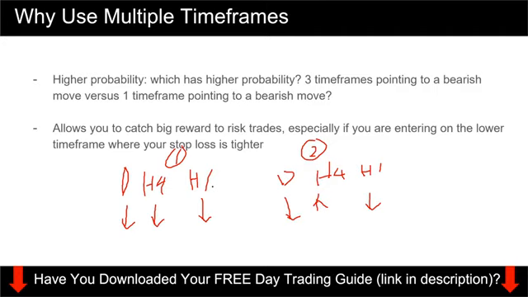Another reason why you want to use multiple time frames is because it allows you to catch big reward to risk trades, because you can fine tune your entry. That means you can enter on a lower time frame where your stop loss is tighter. Let's say you are trading the daily chart. On the daily chart, the range tends to be very wide. So if you drill down to the H4, you can have a tighter stop loss. If your entry is based on the H4 chart, then you can have a tighter stop loss, and if price were to move in your direction, you will be able to capture a better reward to risk trade.